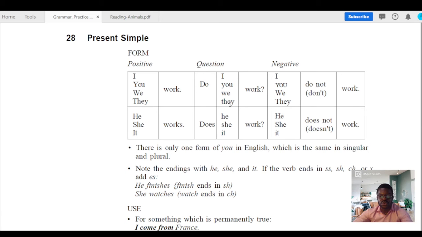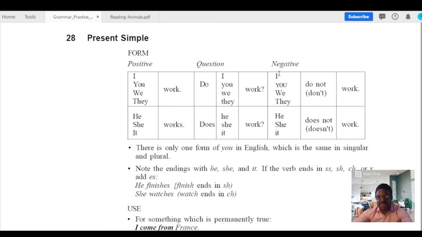Well, by the time it changes to what? If it is a question and we've got he, she, it, they'll have to use what? Does he work? And because it is a question, there is no need to add any s or es after the verb. Does she work? Does it work at? Does it have four legs? Does she walk very fast?